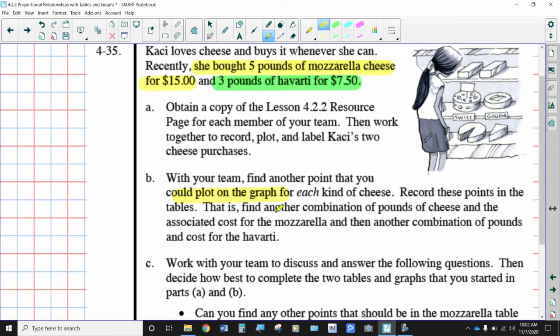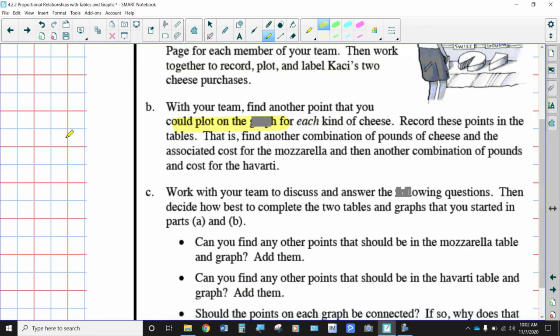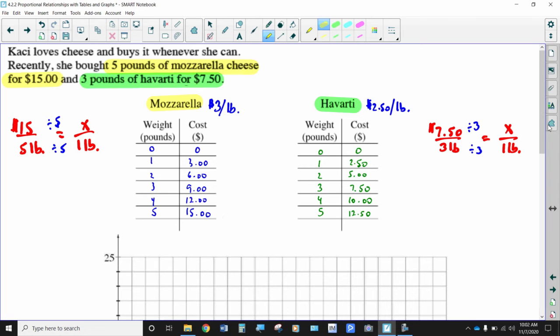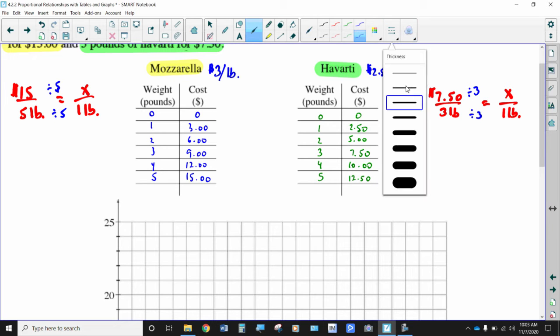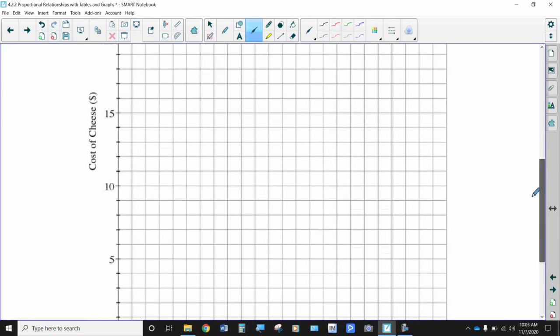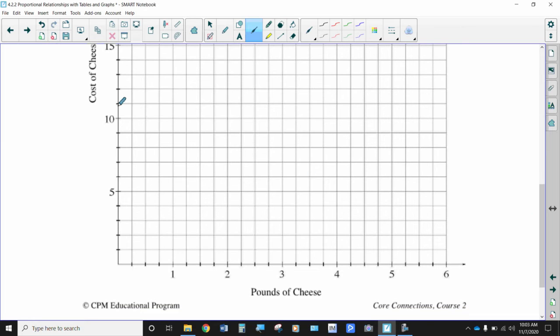So let's take each one of these and put them on the same exact graph. So let's start with the mozzarella. I'm going to do this graph in blue because I've color coordinated that. And so everything is already labeled. So the cost of the cheese is the y-axis and the number of pounds is the x-axis. So we know that with mozzarella cheese, 0, 0 absolutely applies. For 1 pound, it was $3. I'm going to go ahead and label that since it's the unit rate. That's an important point. 2 pounds was $6.